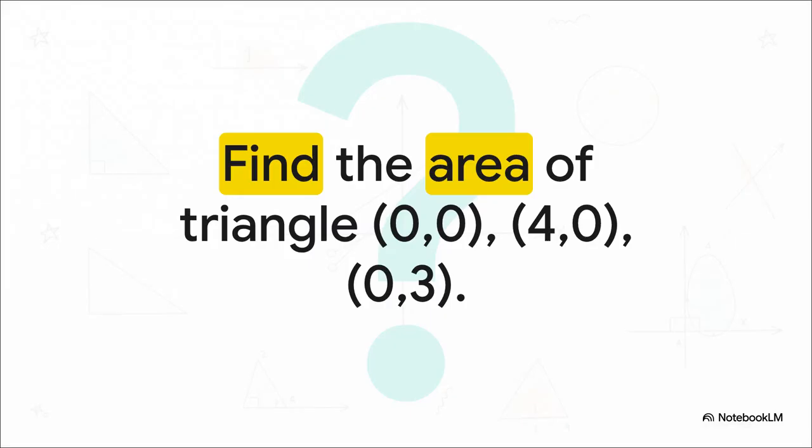We need to find the area of the triangle formed by the points (0, 0), (4, 0), and (0, 3). Options are 6, 12, 8, or 10 square units.